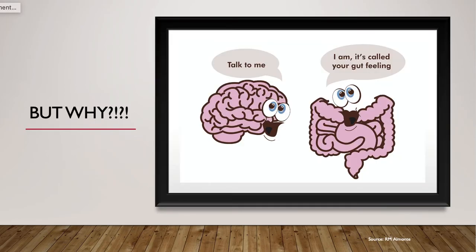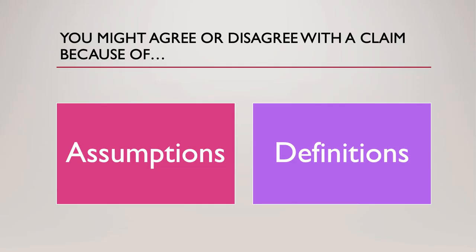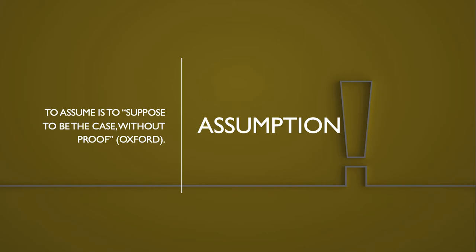Now, why do you agree or disagree with a claim? Isn't it just based on your gut? It might feel that way, but no. If you examine the claim carefully, you can pinpoint the reasons why. There are a lot of reasons why you might agree or disagree with someone's claim. I'm going to talk about two common reasons: one, based on the assumptions they make, and two, how they define key terms. Let's look at assumptions first.